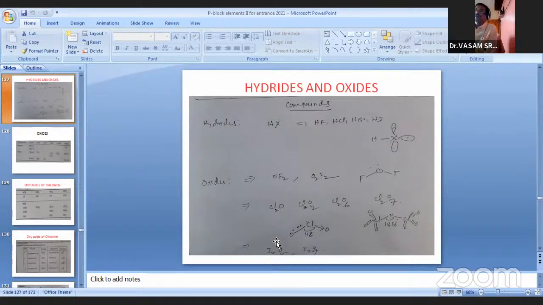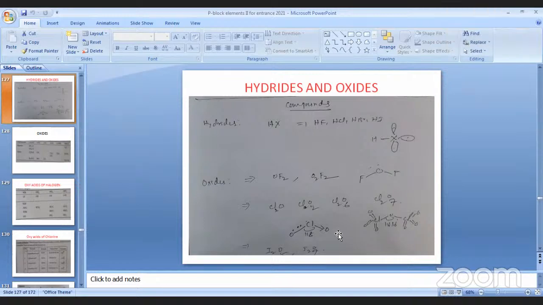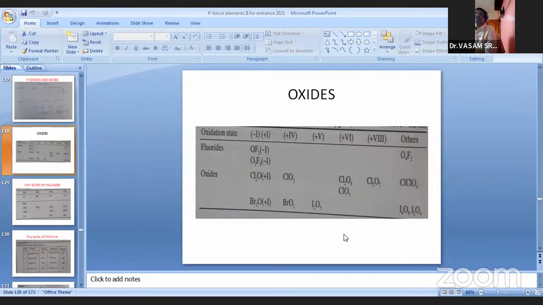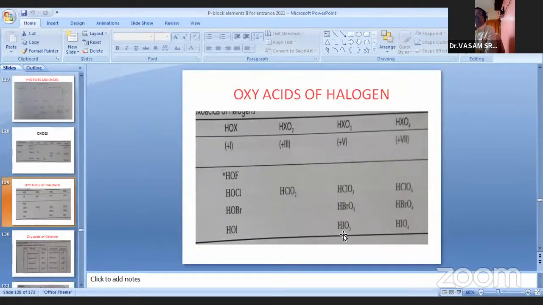And all chlorine oxides are acidic oxides. Acidic oxides means when dissolved in water, they produce acids. Cl2O, ClO2, Cl2O6, Cl2O7, all of these, when dissolved in water, produce chlorine oxyacids. We will see what they are. And these are the structures of fluorine OF2, O2F2, and oxides of chlorine, oxides of bromine, and oxides of iodine, etc. And next, the oxyacids of halogens.